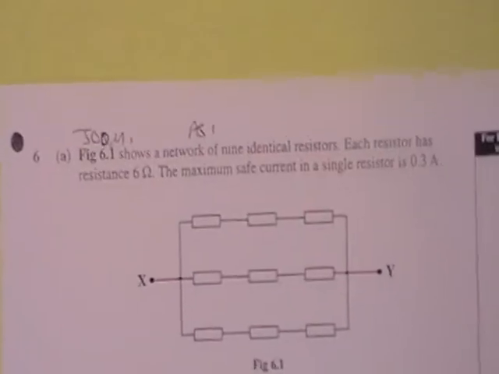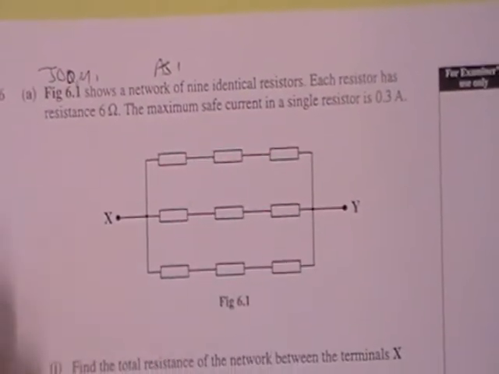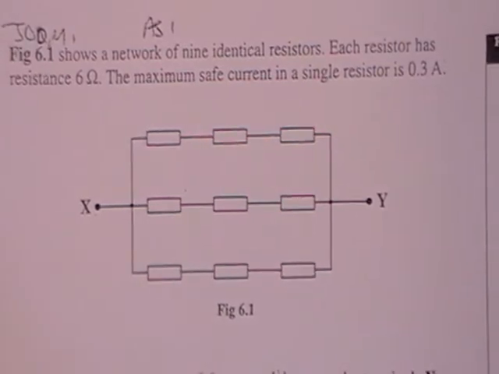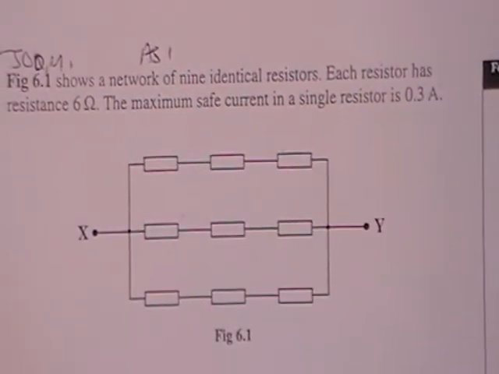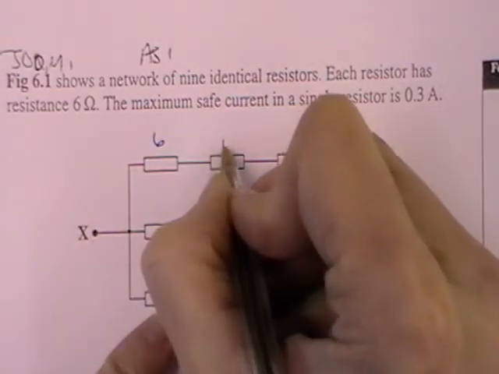So this first question is from January 2000. Figure 6.1 shows a network of 9 identical resistors. Each resistor has a resistance of 6 ohms. The maximum safe current through a single resistor is 0.3 amps. So the first thing I'm going to do is write in the resistance of 6 ohms on each one.